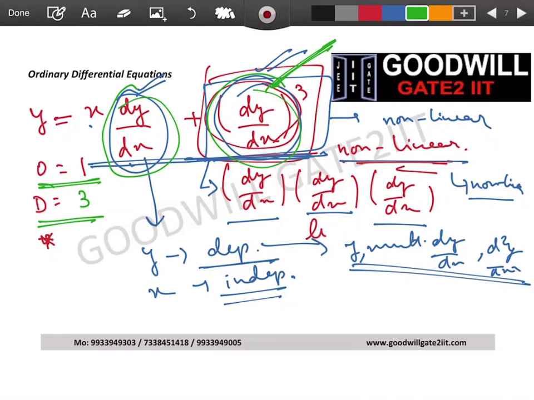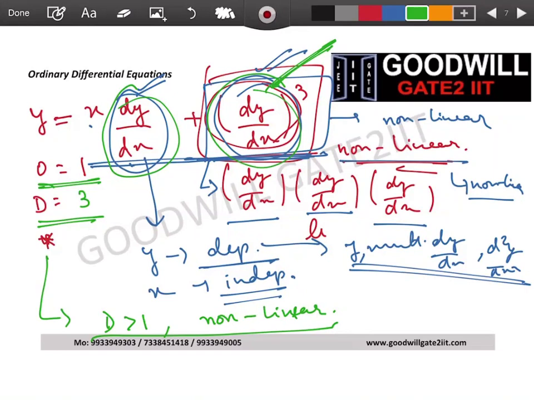Now, a very important thing to note here is that whenever the degree is greater than 1, the equation will be non-linear. The equation will be non-linear. Now, why didn't I tell you this in the beginning? Because I wanted you to understand the logic behind it.